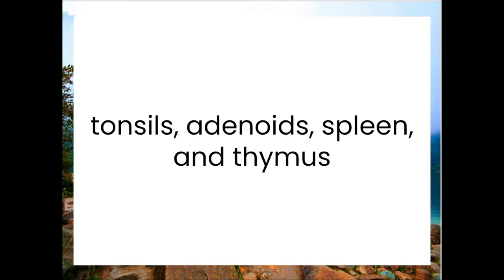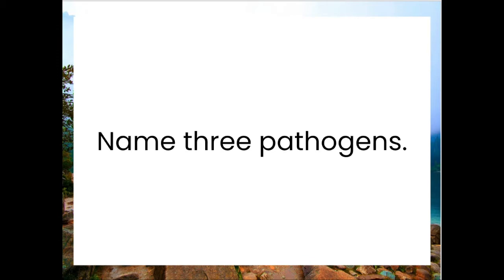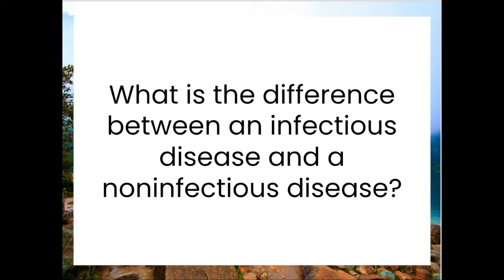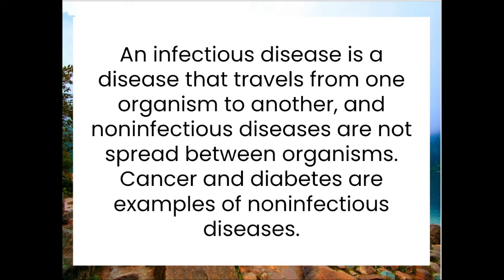Tonsils, adenoids, spleen, and thymus. Name 3 pathogens. Bacteria, viruses, protists, and fungi. What is the difference between an infectious disease and a non-infectious disease? An infectious disease is a disease that travels from one organism to another, and non-infectious diseases are not spread between organisms. Cancer and diabetes are examples of non-infectious diseases.